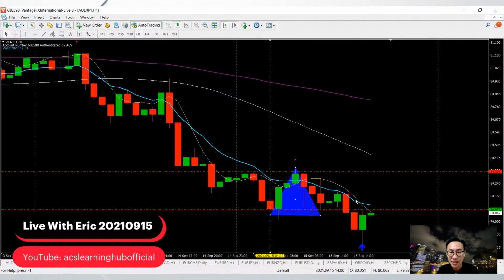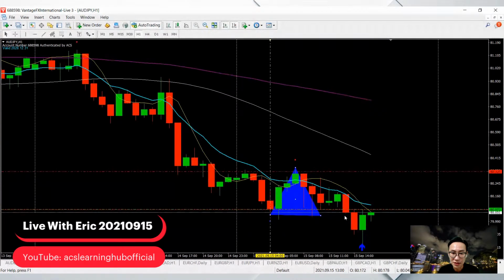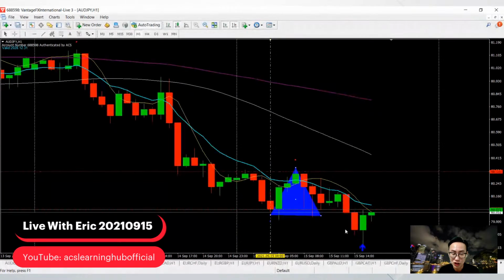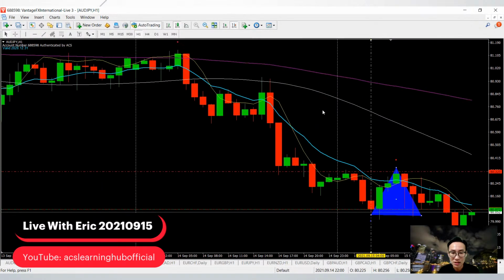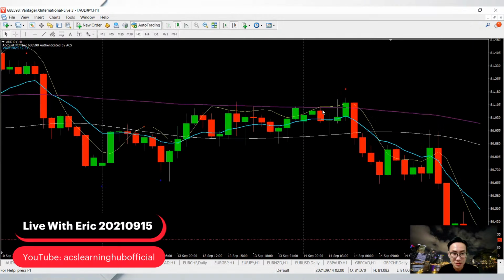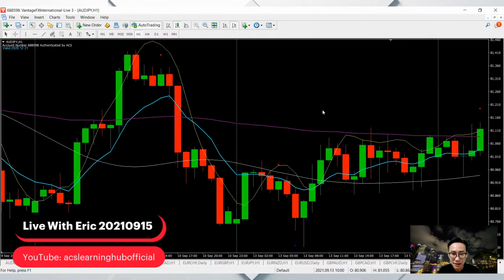For example, I need to find an example of the previous candle. Is there a lower shadow? Let me check. Okay, there's one. Let me see. This is not as good.